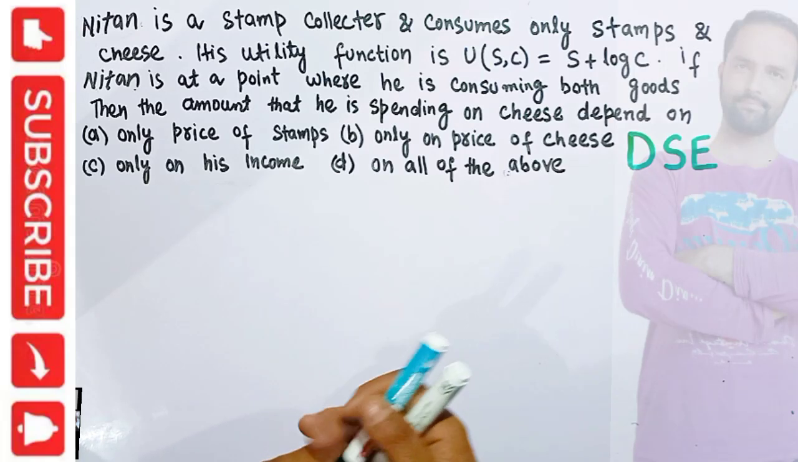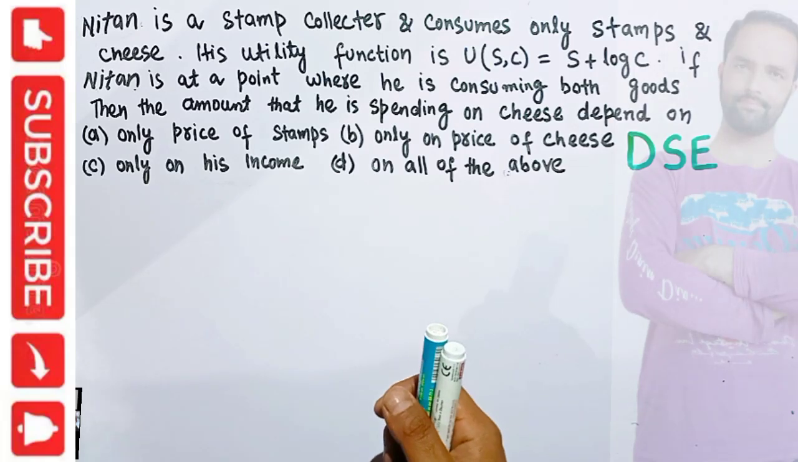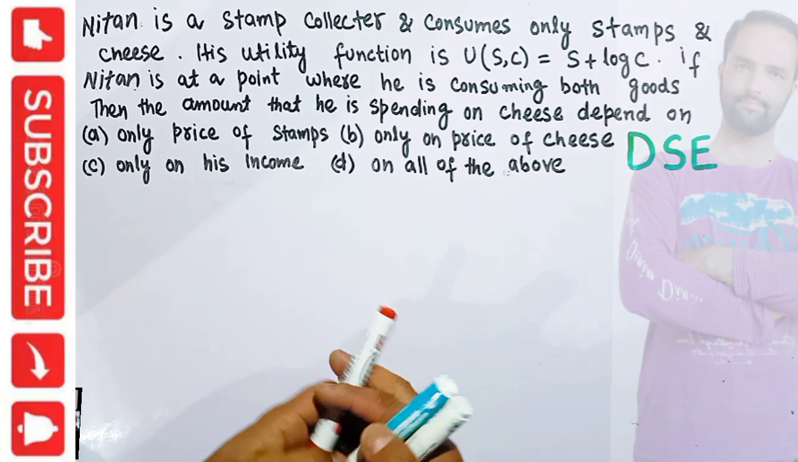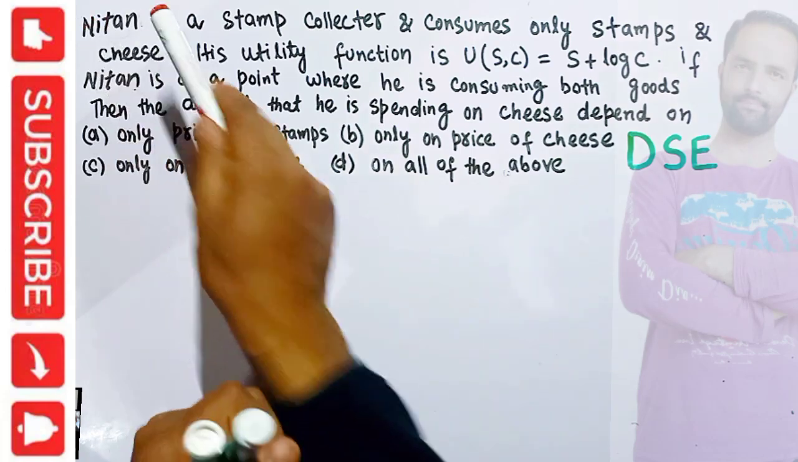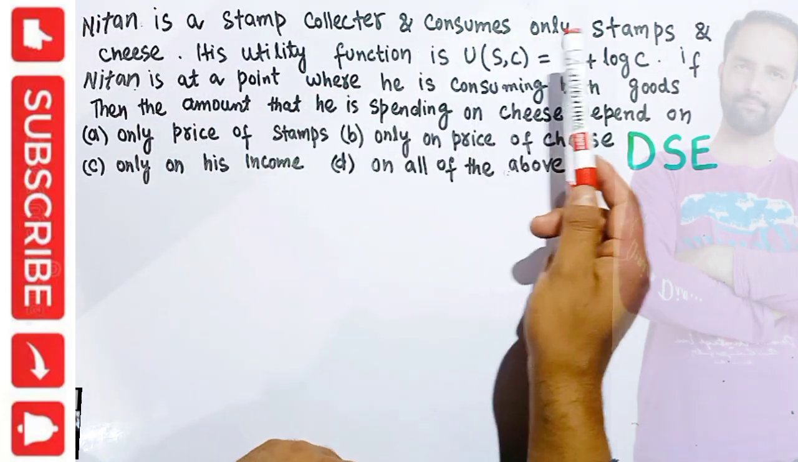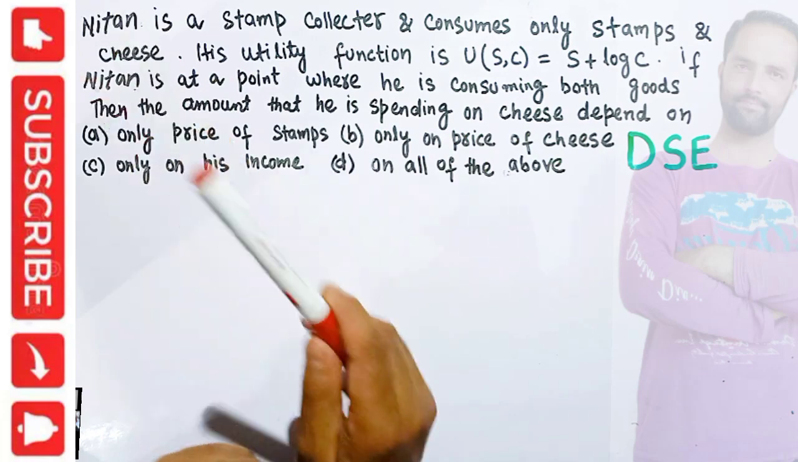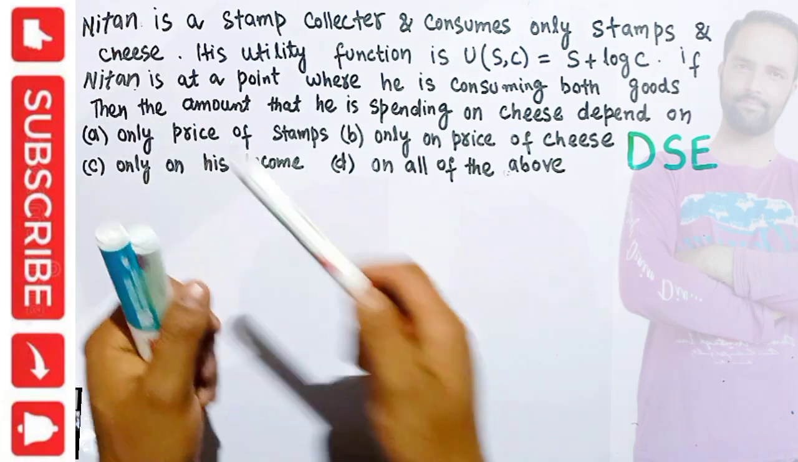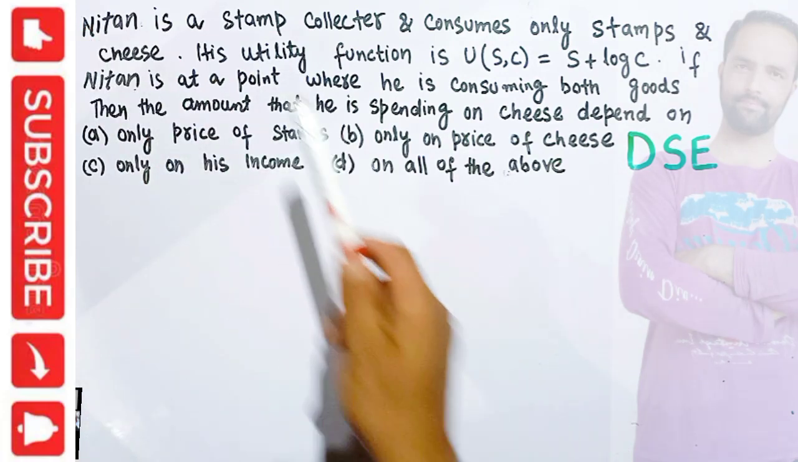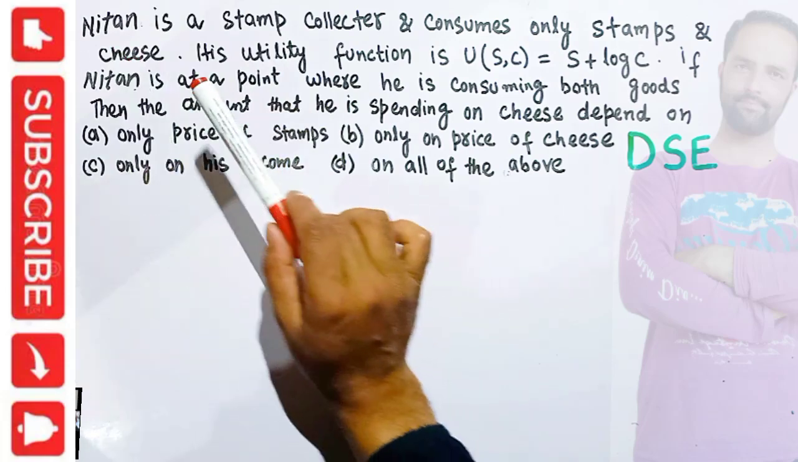In this video, we will solve a problem that was asked by a brother on WhatsApp. The question is like this. Nitin is a stamp collector and consumes only stamps and cheese. Okay, we have a consumer whose name is Nitin. He is consuming two goods, that is stamp and cheese.